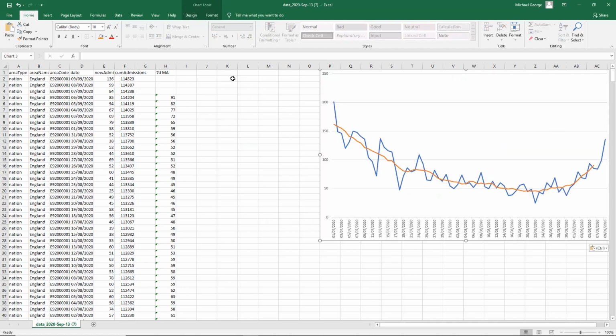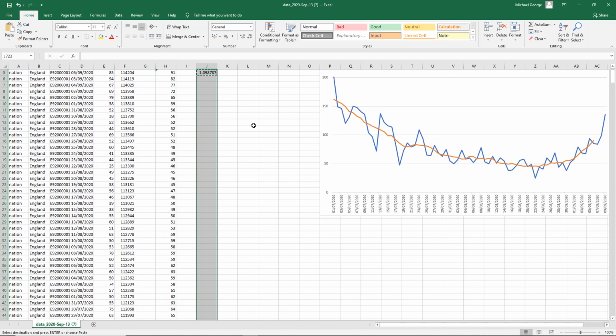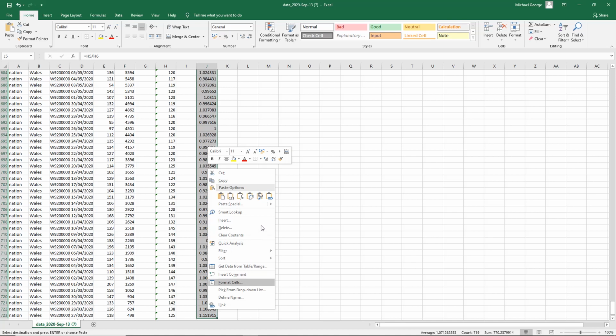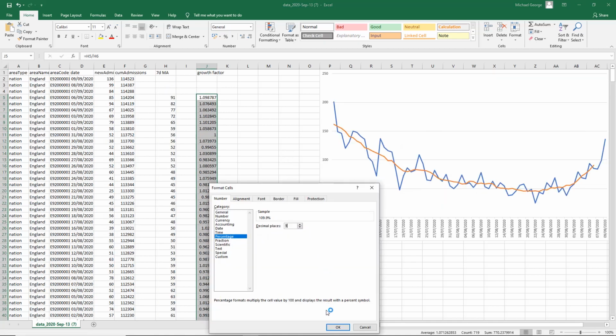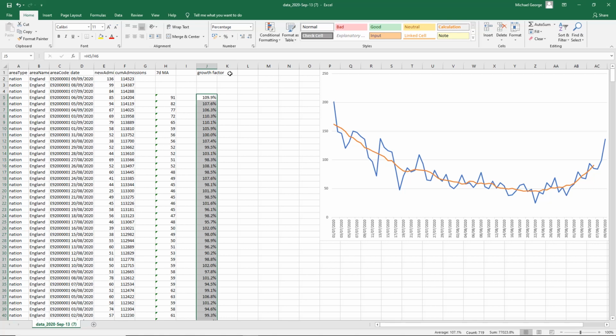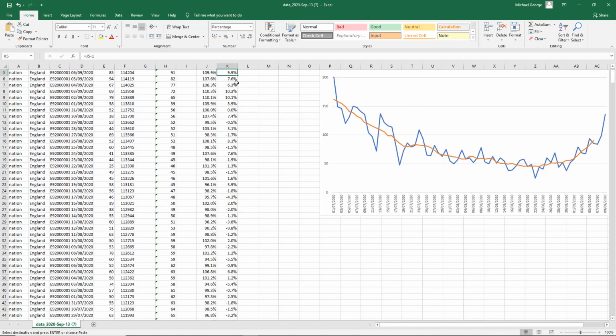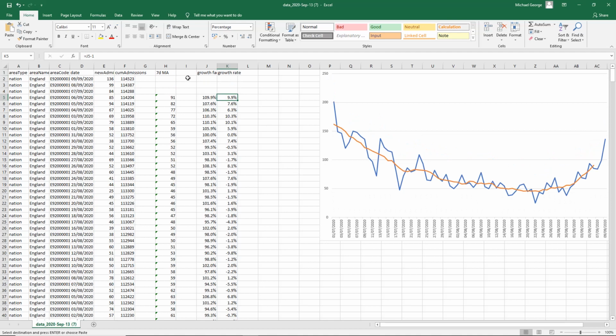So just going to move that out the way slightly so that I've got some space to work. If we look at the growth factor to begin with, which is simply the number of daily admissions as a percentage of the previous day. Might as well format those as a percentage. So percentage, 1 decimal place should be fine for our purposes. And then the growth rate, whether it's increasing or decreasing, is simply that minus 100% basically. So we now have a growth rate as well.